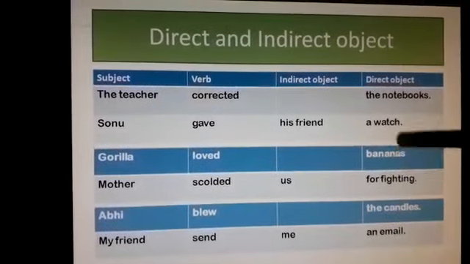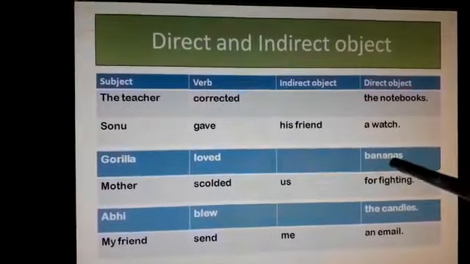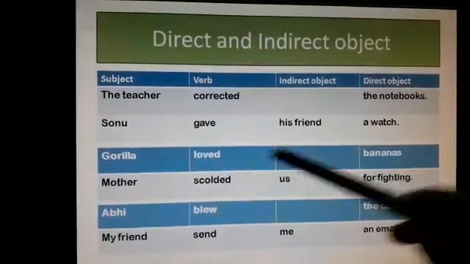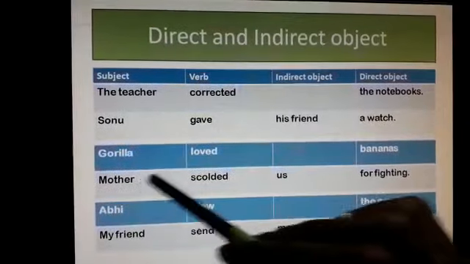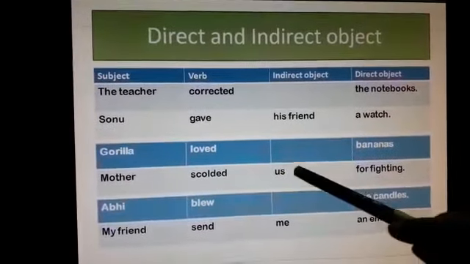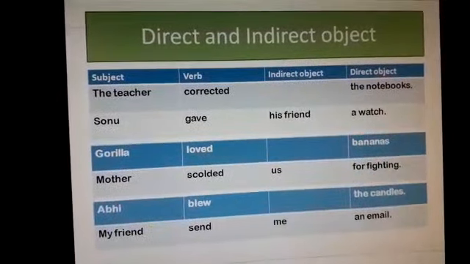One is the indirect object, one is the direct object. Gorilla loved bananas. What did the gorilla love? Bananas. Only one and this is the direct object. Mother scolded us for fighting. Whom did the mother scold? Mother scolded us. So, this is the indirect object and this is the direct object.